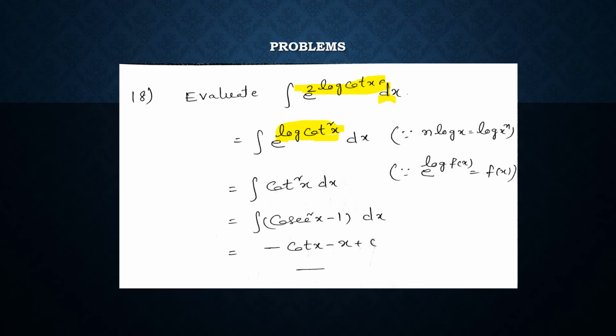Again we have the formula e power log f(x) is equal to f(x). So e power log cot square x dx can be written as integral simply f(x), that is cot square x dx. By writing cot square x in terms of cosecant square x, that is equal to integral cosecant square x minus 1 dx. Now integrating the function, we will get minus cot x minus x plus c.